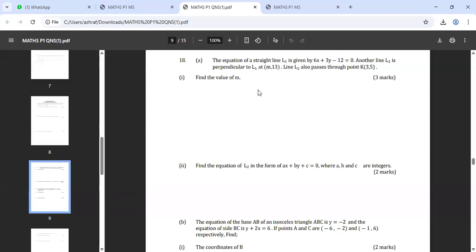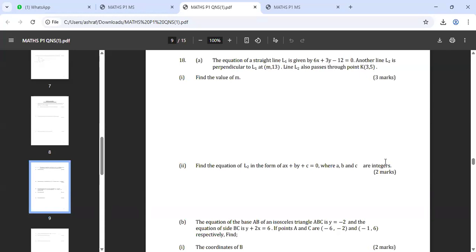Then that line L2 is passing through K, and it is also passing through M, 13, since that is the meeting point. So we have 2 points on the line, and we have the gradient. So we just use the 2 points to find the gradient, change in y over change in x, and then equate to a half, which is the gradient. Then from there, we cross multiply and make m the subject.